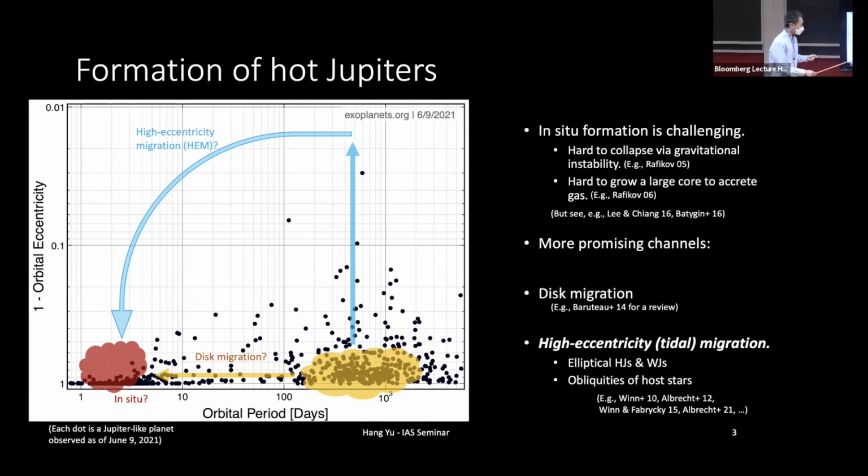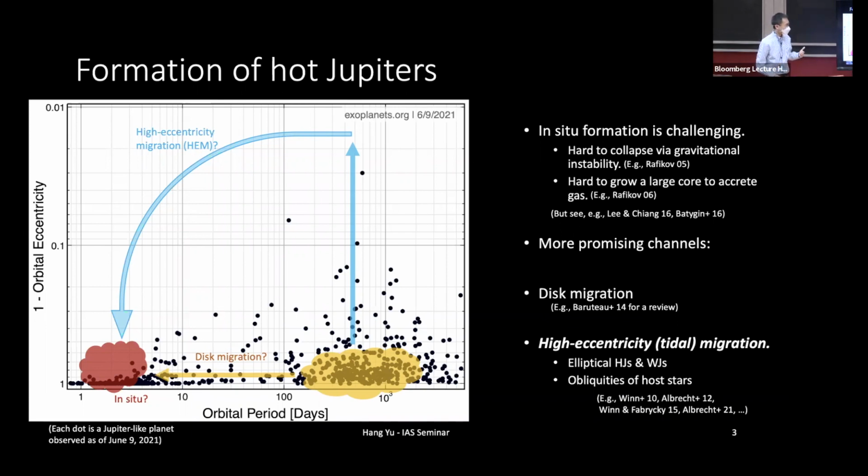So in this disk migration scenario, we have a proto-hot Jupiter form a few AU away from its host star, and it resides in a gaseous disk. Then the disk may exert some torque on the planet and help the orbit to shrink from a few AU to a few hundredths of an AU. I would simply say here that this disk migration channel is a significant channel, and it may be necessary to explain at least a fraction of hot Jupiter populations.